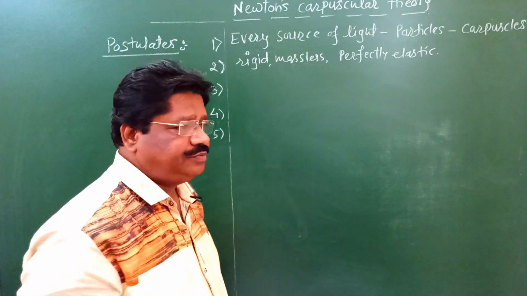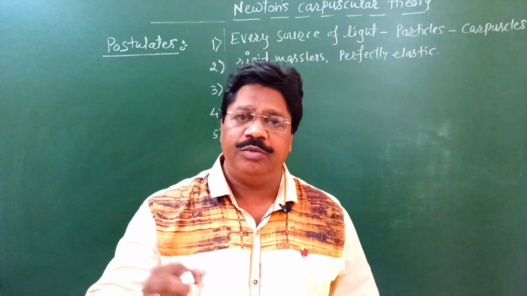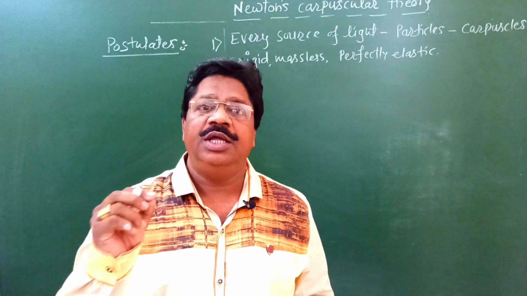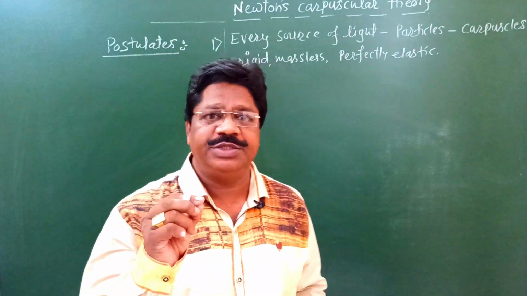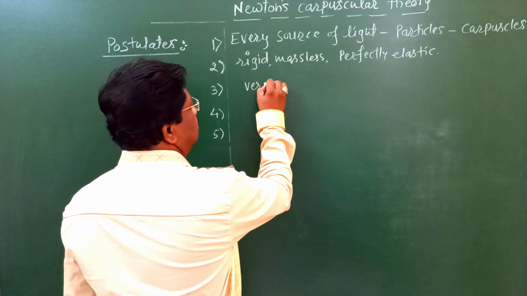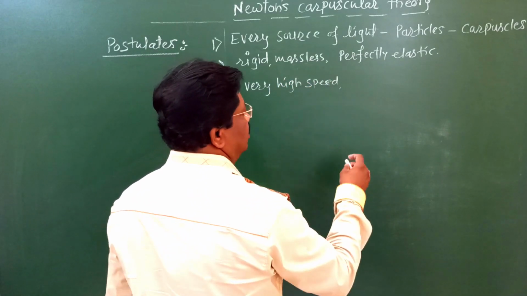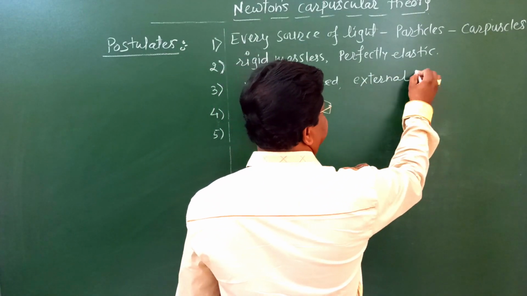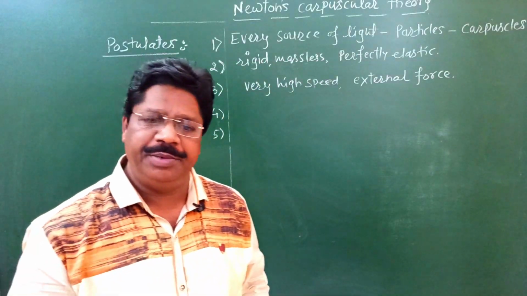The third postulate of Newton's corpuscular theory is that when these particles are emitted from the source of light, they travel with a very high speed in the absence of any external force. These particles have a tremendous velocity.